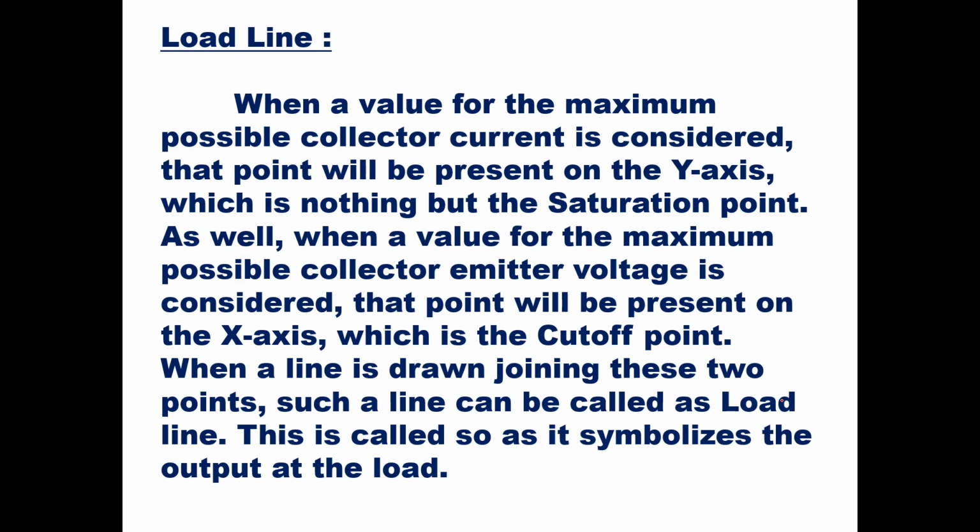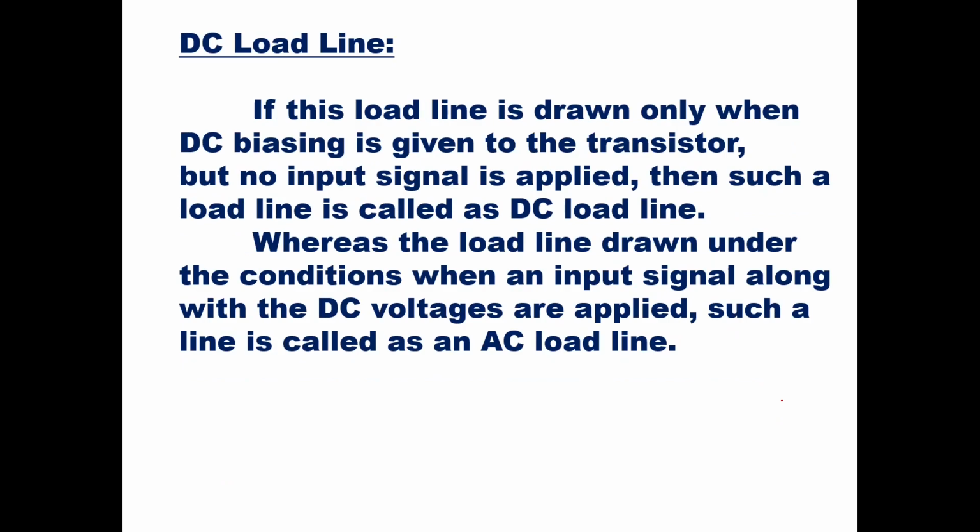Now here, one more statement we can make. If this load line is drawn only when DC biasing is given to the transistor, but no input signal is applied, then such a load line is called a DC load line. This is very important. We should know what a DC load line is. In the absence of a signal, when you are applying only the DC biasing voltages to the transistor, the load line you get on the graph of VCE versus IC will be called the DC load line.